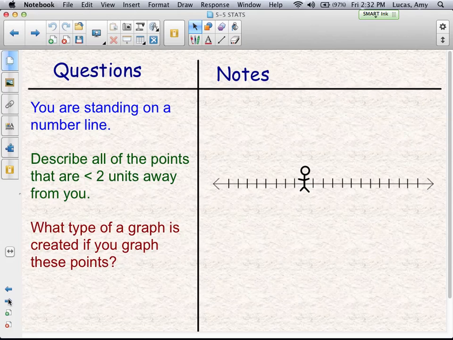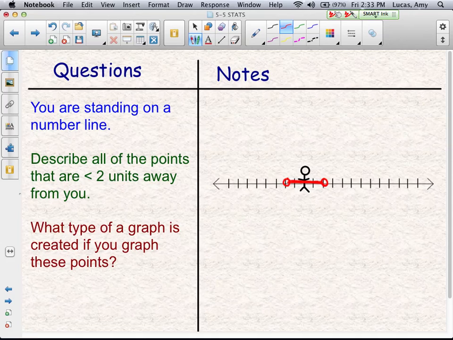So what type of a graph is created if you graph these points? Well, if you're less than 2 units away to the right, I'm going to put an open circle 2 units away and connect it to my person. If you're less than 2 units away on the left, I'm going to do the same thing. So what is created? What is created is an interval that is 2 units away on each side of the person.